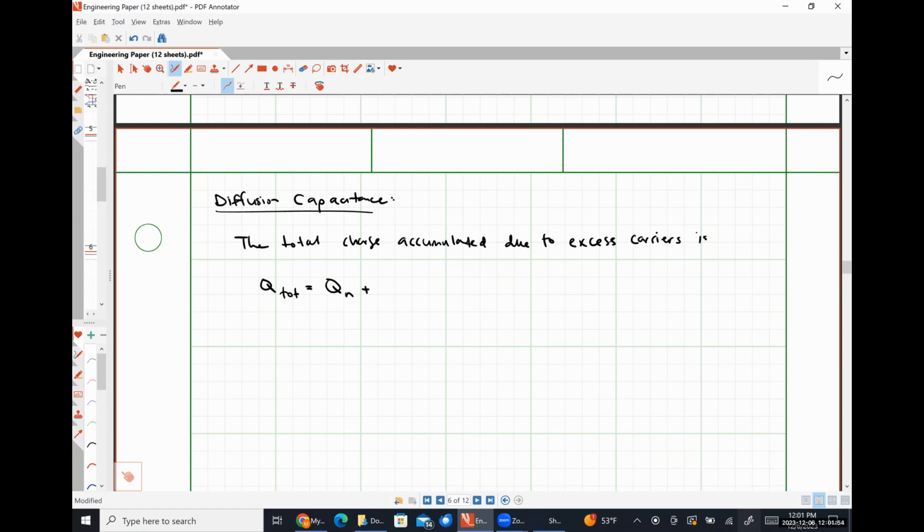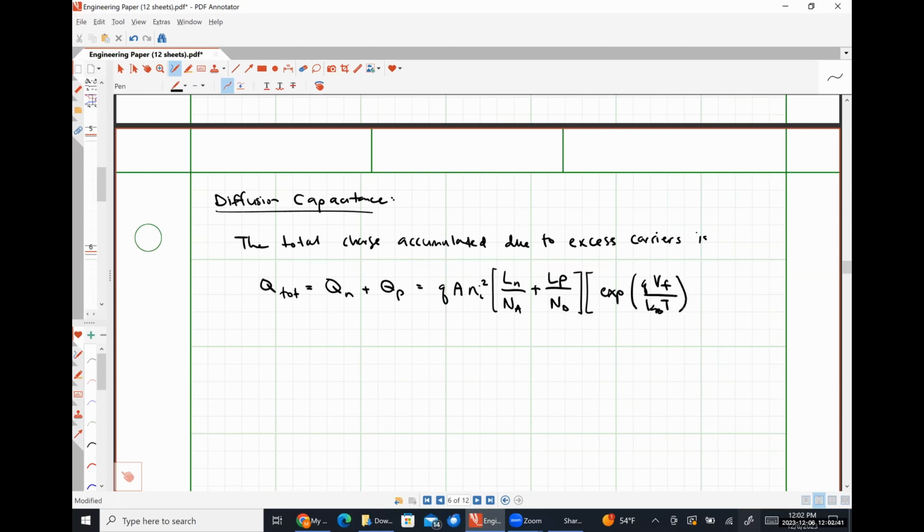Q sub n plus Q sub p. And this is going to be equal to q times our cross-sectional area times n_i squared times L_n over N_a plus L_p over N_d, times the exponential of qV_f over k_BT, minus 1.